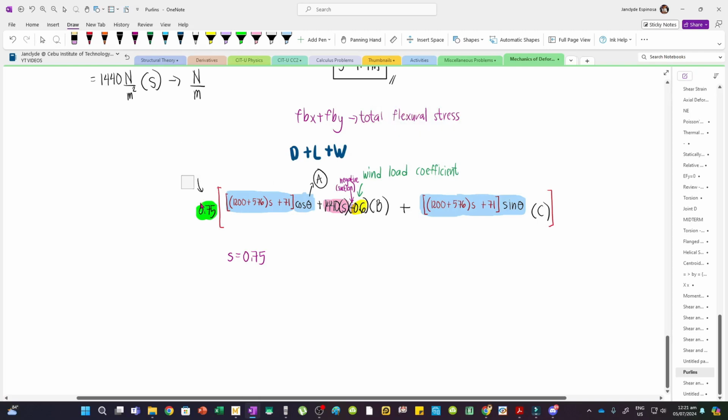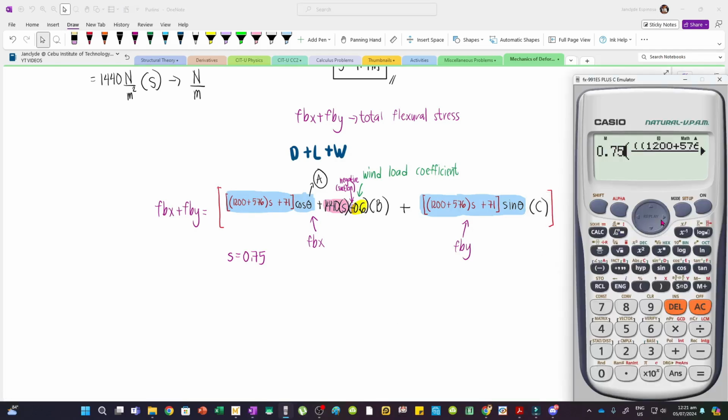So we will remove this one, and so we're just going to input this. This is FBX plus FBY. This corresponds to FBX, and then this is FBY. Yan. So we have here, let's remove 0.75, and then to speed up things, let's just change 207 into 1 so that it will be disregarded. And then this is also 1. And then we're going to remove this. And then take note that what changed is the wind load coefficient. So it is now minus 0.6. So we have minus 0.6 instead of positive 0.2.